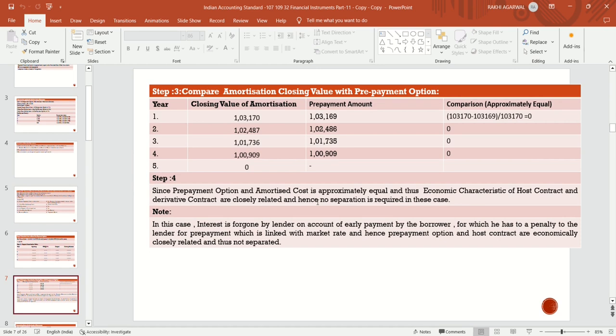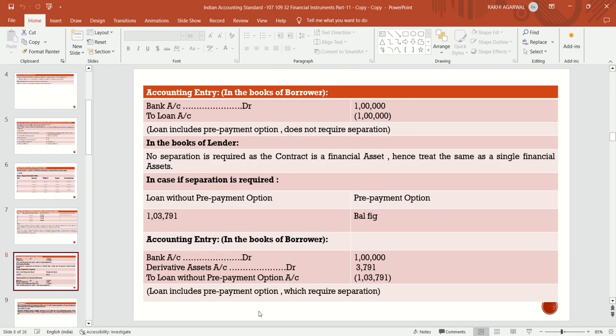Because interest is foregone by the lender on account of early payment by the borrower, means on account of early payment the lender forgoes interest, for which the borrower has to pay a penalty. That is why the borrower has to pay the lender a penalty for prepayment, which is linked with the market rate, and hence the prepayment option and host contract are economically closely related and thus not separated. Now the accounting entry: how will we account in the books of the borrower.